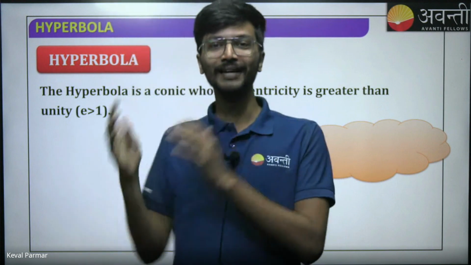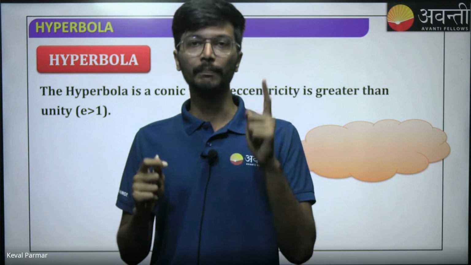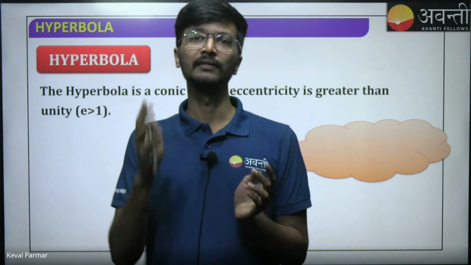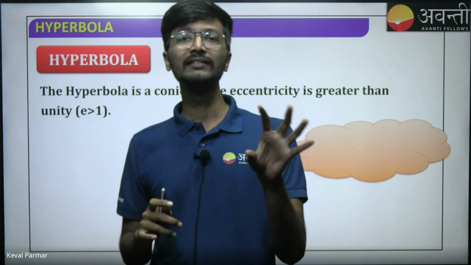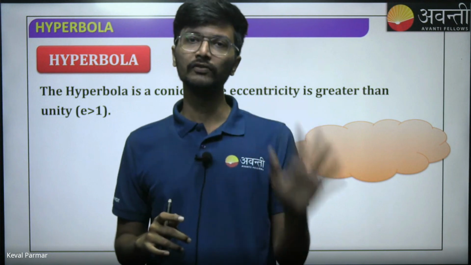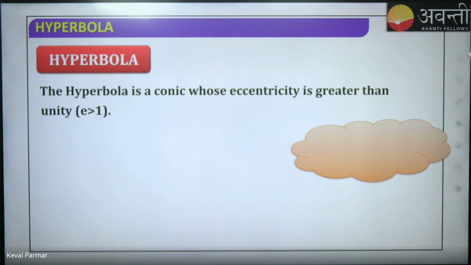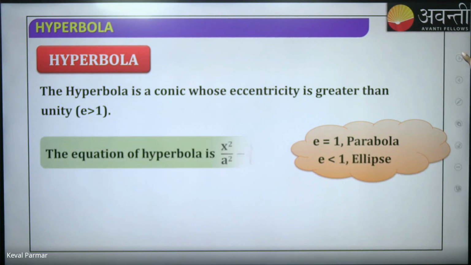Now, let me remind you that there were three conics: parabola, ellipse, hyperbola. For parabola, the eccentricity is equal to 1. For ellipse, it is less than 1. And for hyperbola, it is greater than 1. And also, we have discussed the eccentricity of a circle. For a circle, the eccentricity is 0. So here, eccentricity is greater than 1, and as you can see, e equals 1 for parabola and e less than 1 for ellipse. So next, the equation of hyperbola.